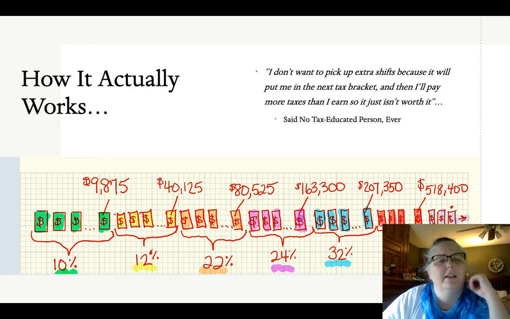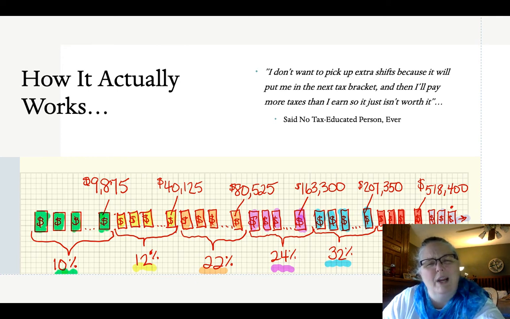The difference between 9,875 and 40,000, we've got a little over 30,000. Then from 40 to 80, that's 40,000. But 80 to 163, that's over 80,000. That's a big jump. Especially because the next bracket, the blue one on here, from 163 to 207, we just had an $80,000-plus jump in bracket. And the next one only goes up by a little over 40,000. And then the next bracket goes up by over 300,000.